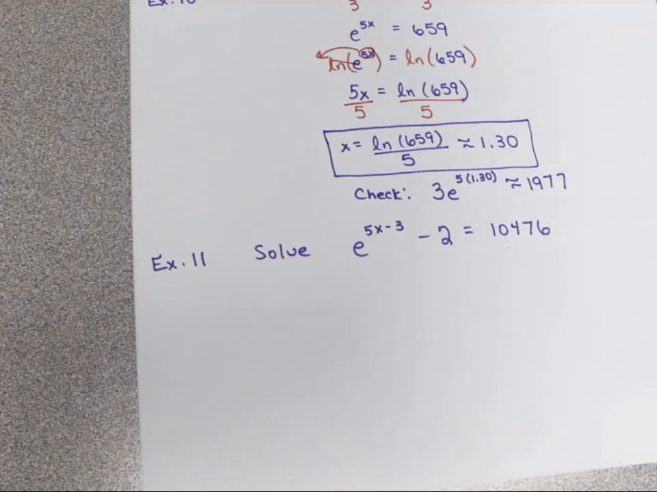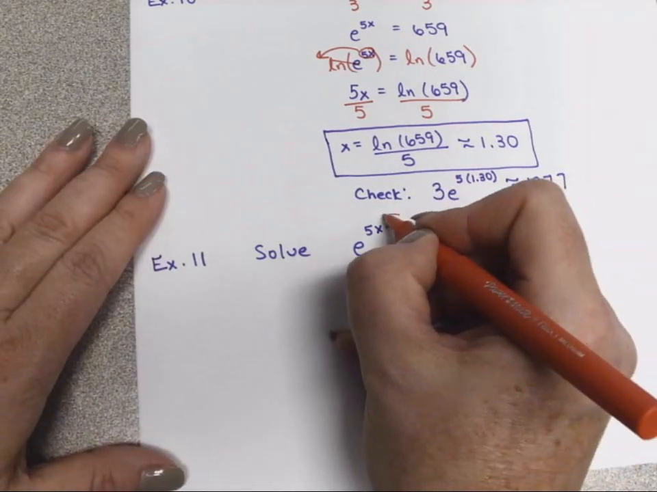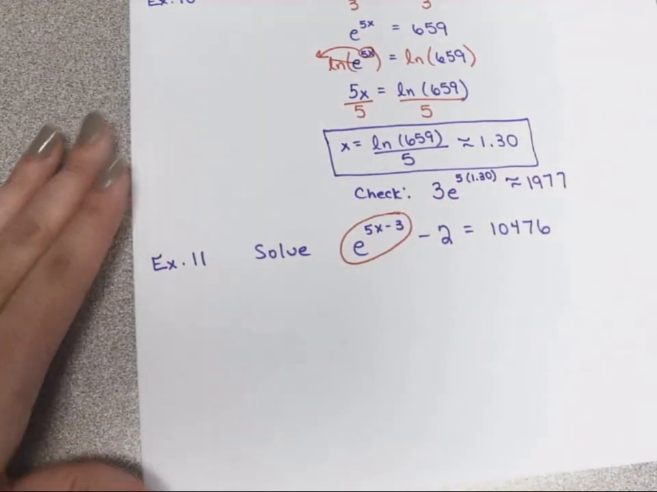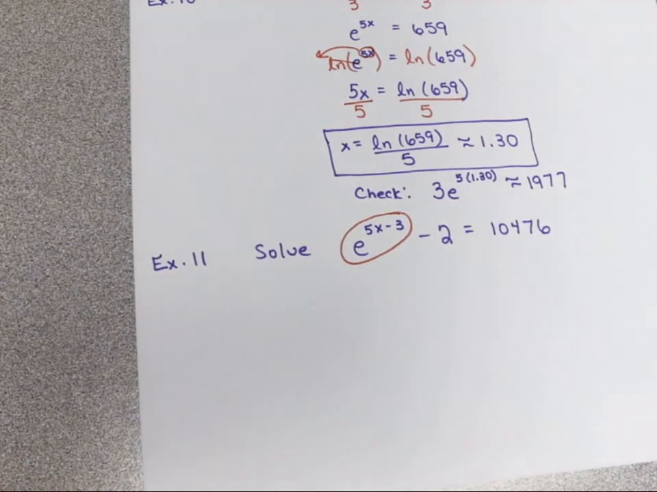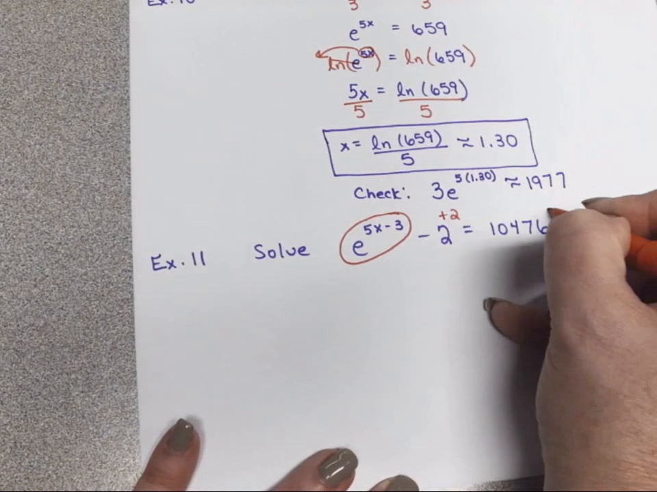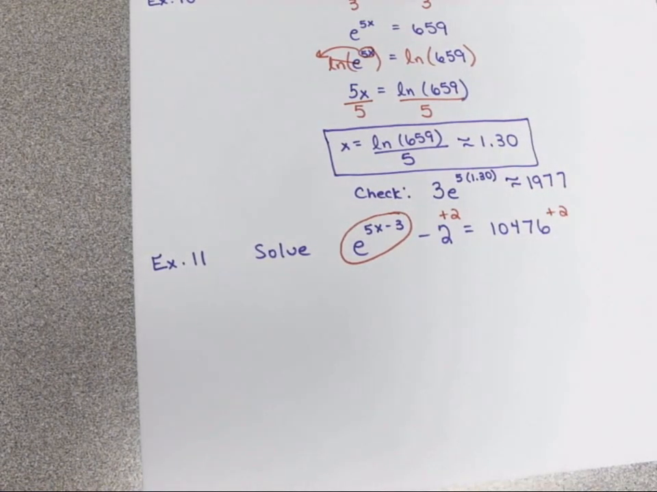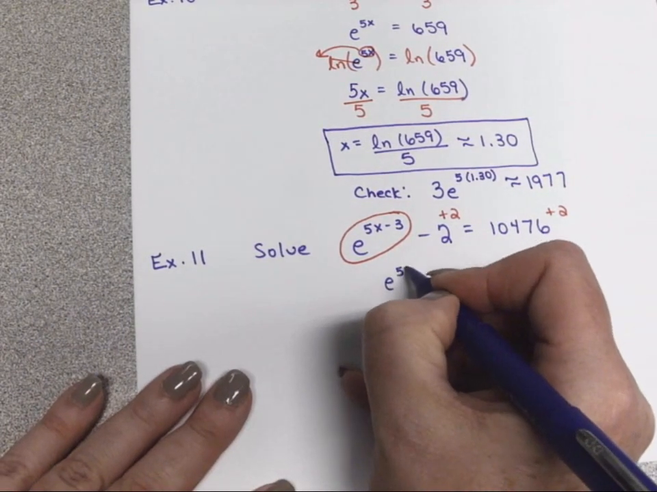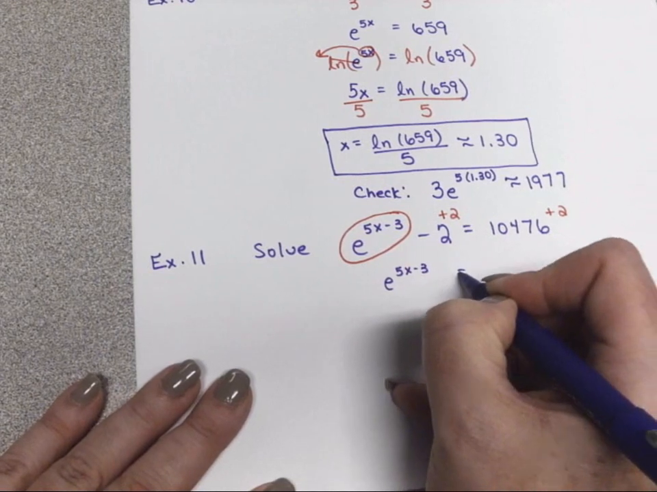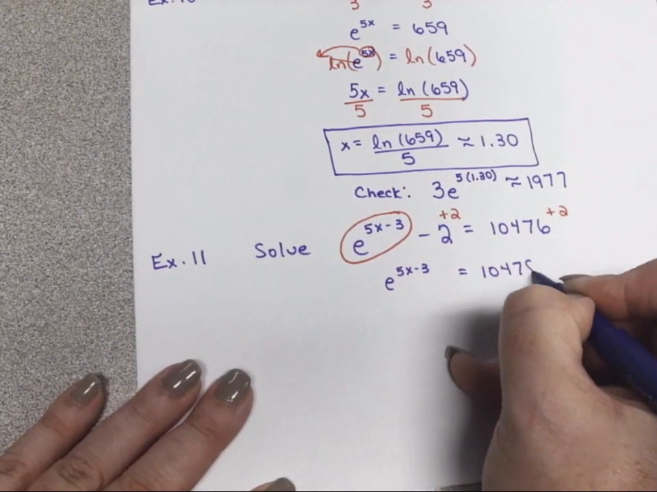So I am not ready to do logarithms now. Why not? I need to isolate this, right? This is my exponential term and it needs to be all by itself. So what do I need to do first? Add 2, do the opposite, right? We were subtracting, so we'll add. So we've got e to the 5x minus 3 power equals 10,478.